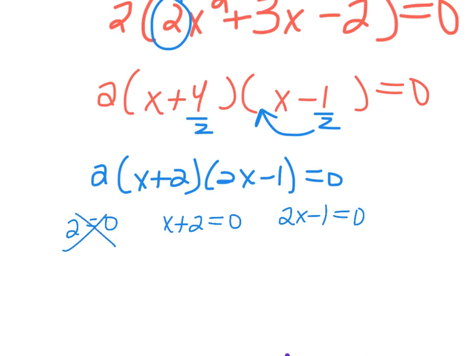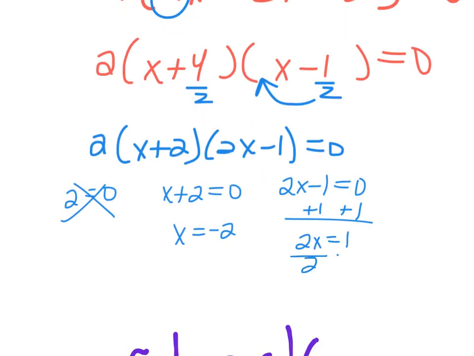In the second case, x plus 2 equals 0. What does x equal? X equals negative 2. And then 2x minus 1 equals 0. I'm going to add 1 to both sides. 2x equals 1. Then divide by 2. So I get x equals 1/2.